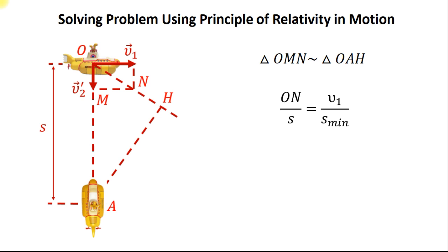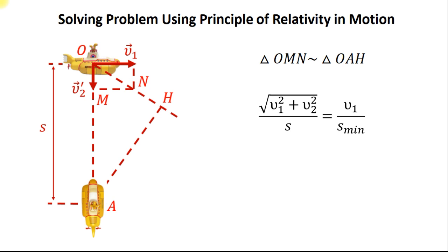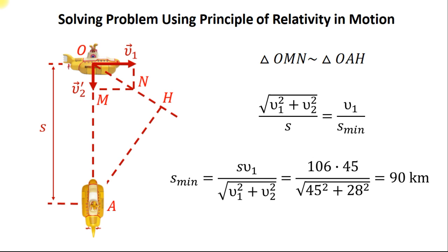Let's find the length of ON using Pythagorean theorem. This is a hypotenuse, so its length equals square root of this length squared plus this length squared. So the unknown shortest distance can be expressed as follows. We just plug in the numbers and get required result. As you can see, the shortest distance between submarines during their motion is exactly equal to the spy submarine detection distance with current weather conditions.